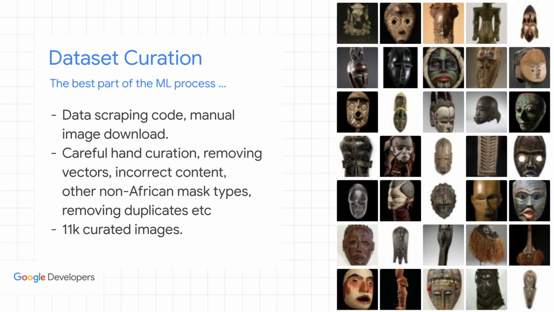At the end of this really nice process, over a couple of weeks, I ended up with about 11,000 curated images, and that became the nucleus for the experiments performed here. The image on the right shows some examples of what some of these masks look like. The range is really diverse.